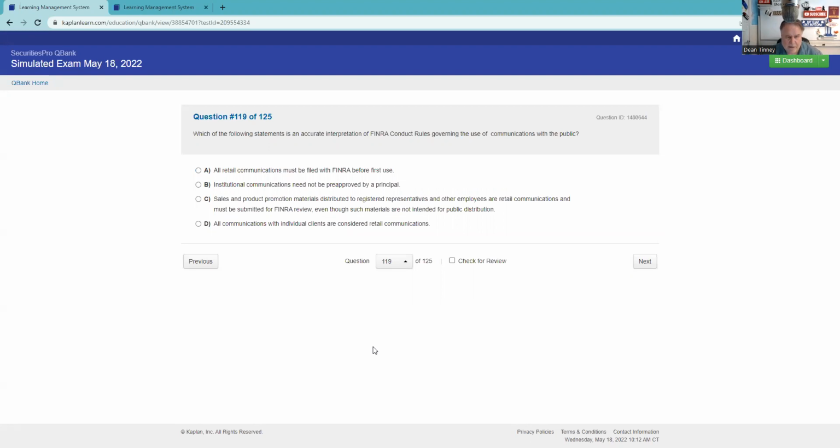All the following statements are accurate interpretations of FINRA's conduct rule. Remember, that's the ethical behavior that broker-dealers and agents owe customers, associated persons. All retail communications must be filed with FINRA before first use. That's not true. Institutional communications need not be pre-approved by a principal. That is true. Sales and product promotion materials distributed to registered reps and other employees are retail communications and must be submitted for FINRA review, even though such materials are not intended for public distribution.